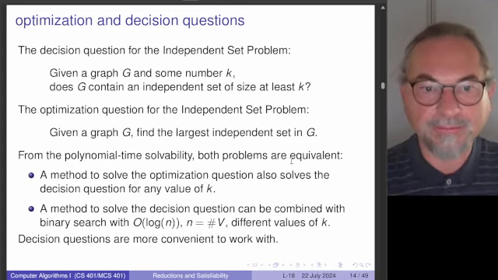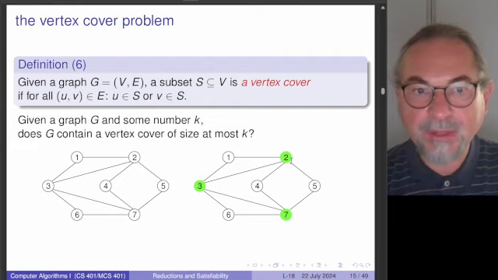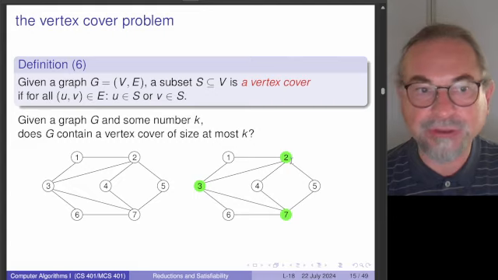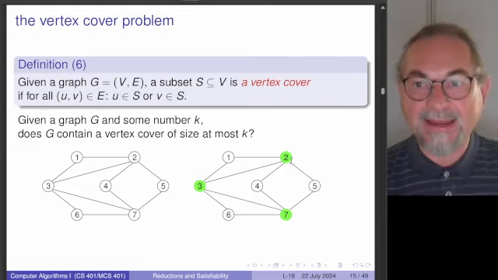Again, given a graph, vertex set and edge set, we now consider the vertex cover problem. A vertex cover is a subset S of the set of vertices such that for any edge, either or both, the first vertex in the edge or the second vertex is actually contained in that set. The or here is not an exclusive or. So you can have edges that contain both their endpoints in the set.